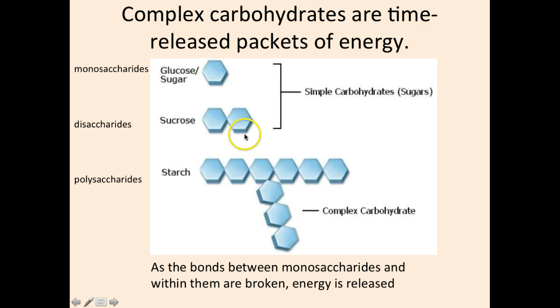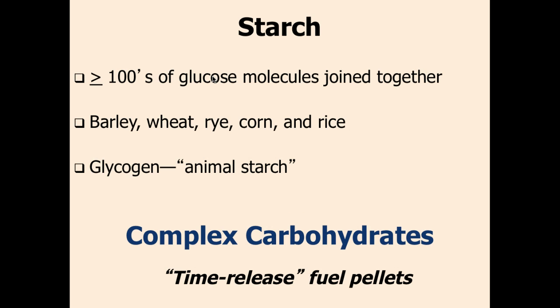And so as we either take a disaccharide and break the bond, or take a polysaccharide and break the bond between each of the glucose molecules, and then when we take the glucose molecule itself and break the bonds apart, we're each time releasing energy. So again, starches are generally hundreds to hundreds of thousands of glucose molecules all joined together. Examples of them include barley and wheat and rye, corn, rice, oats, all the things like pasta, the things that we enjoy.